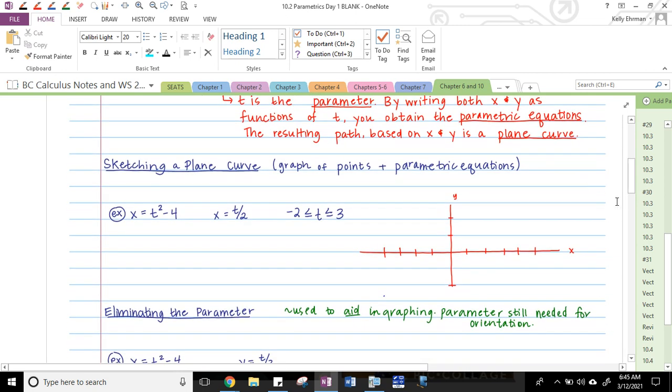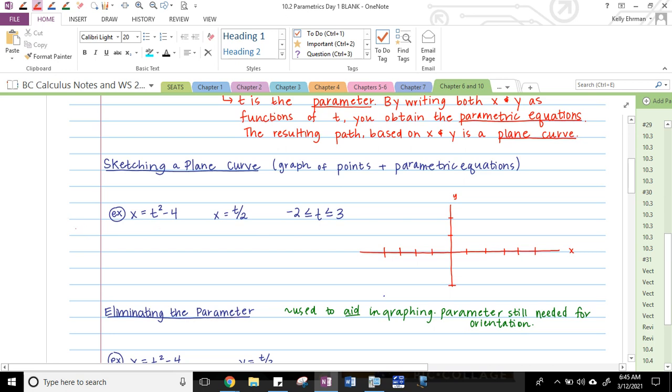To sketch a plane curve, the easiest thing to do is just set up a table of points. So you still have an x and a y axis. And you can see we're looking at t values between -2 and 3. So even though we usually think of t as time, you can still think of time being negative. Wherever our starting point was, t equals 0, we can go 2 seconds before that, 3 seconds after that.